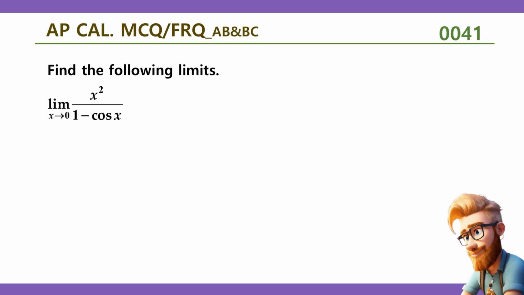Question number 41. We have the limit as x approaches 0 of x squared over 1 minus cosine x. First thing I'm going to do is substitute 0 for x. So the numerator will be 0 squared, which is equal to 0. The denominator is 1 minus cosine 0. Cosine 0 is equal to 1, so 1 minus 1 is also 0.